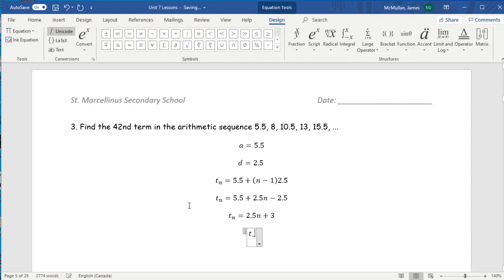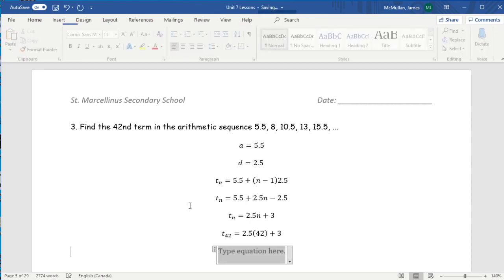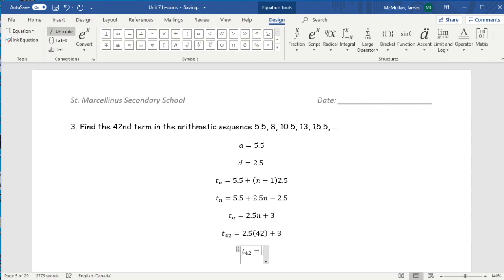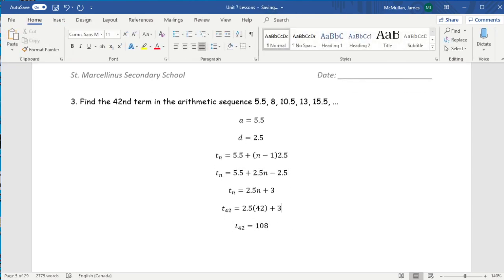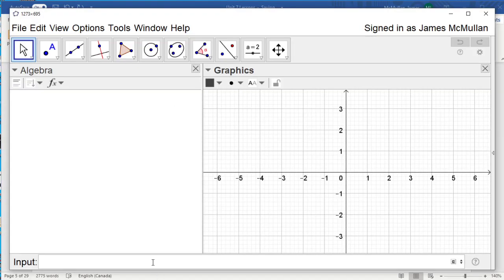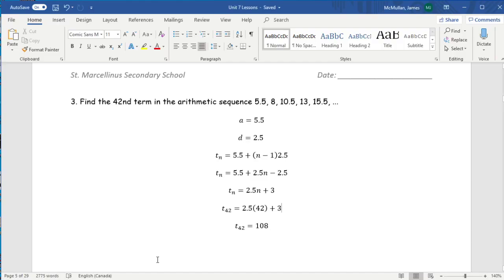So if I want to know term 42, all I'm going to do is 2.5 times 42 plus 3, and I get term 42 is equal to 108, I believe. Yeah. Okay.